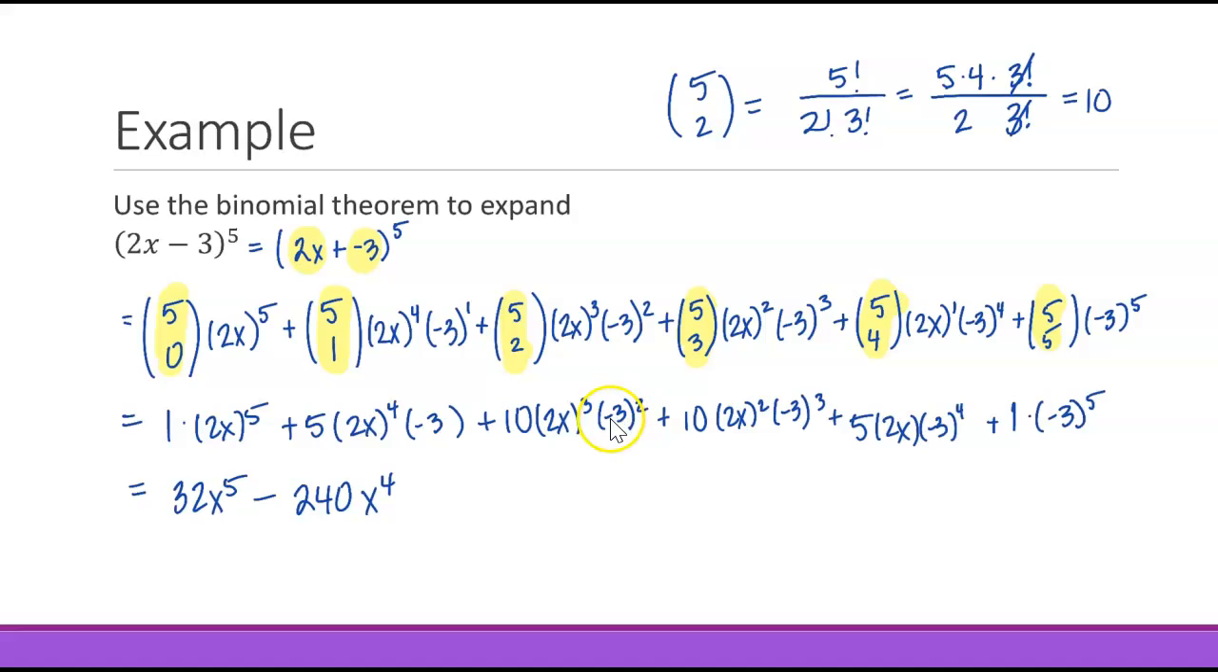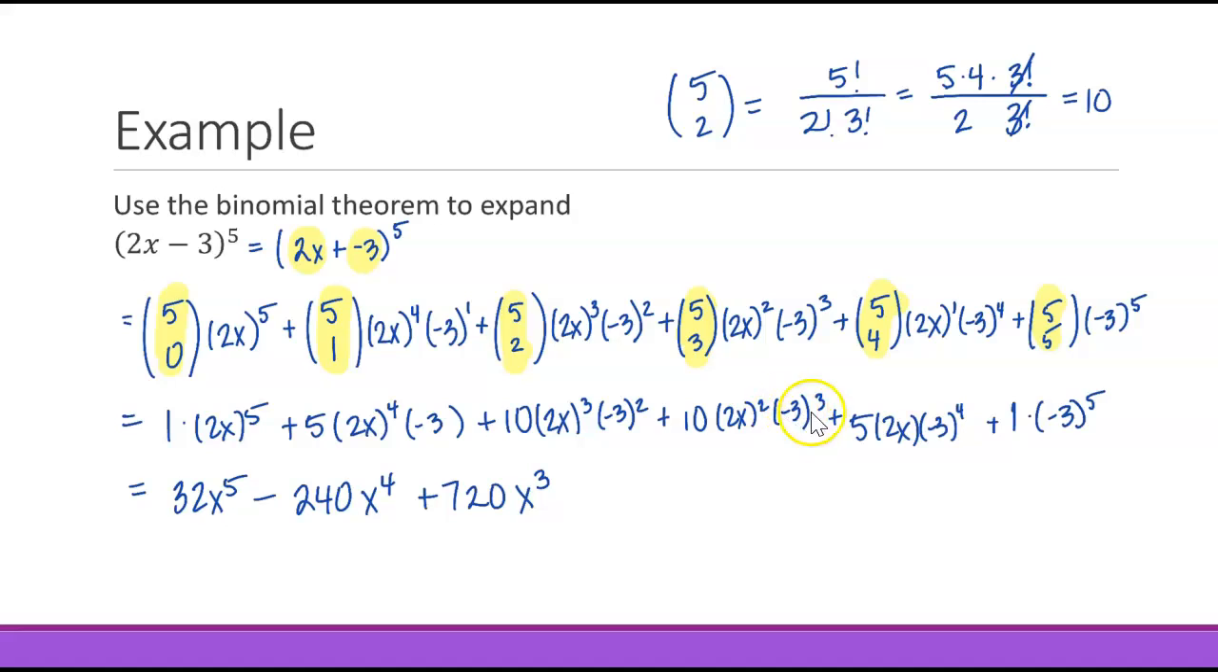The next term is going to be positive because we're going to have negative 3 quantity squared, that's 9. And then 9 times 10 is 90. And then we're going to have 2 cubed, that's 8. So 90 times 8 is 720. So plus 720 x cubed.